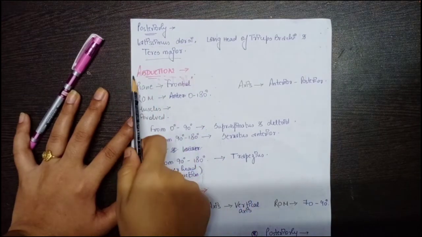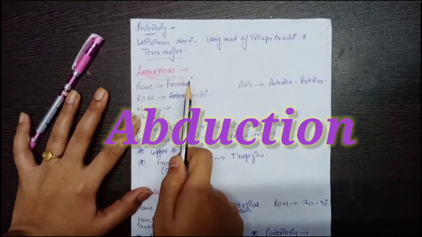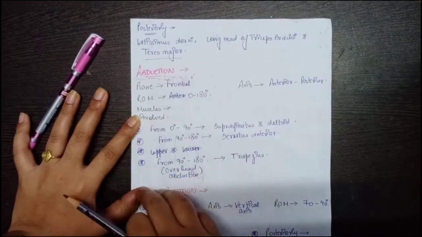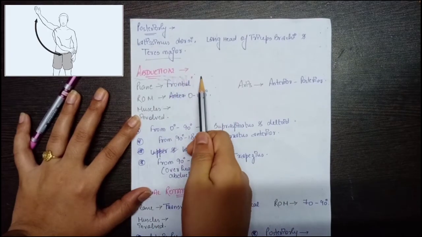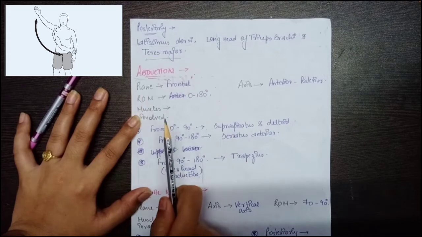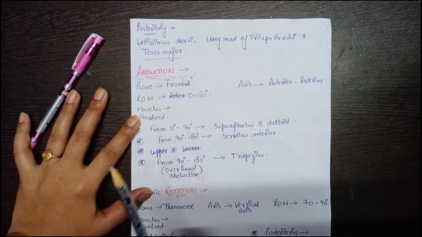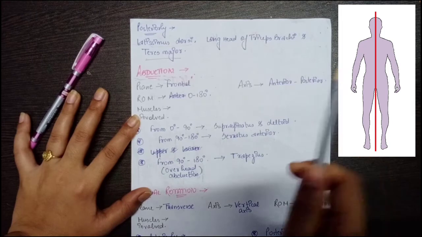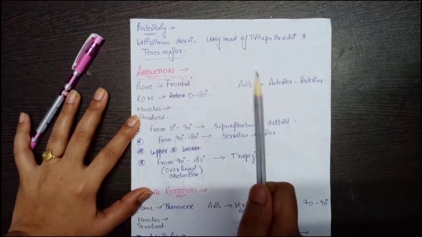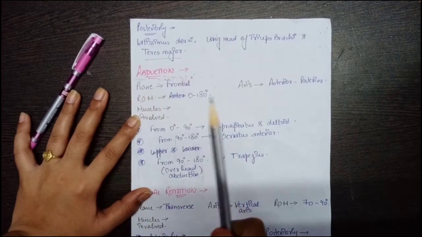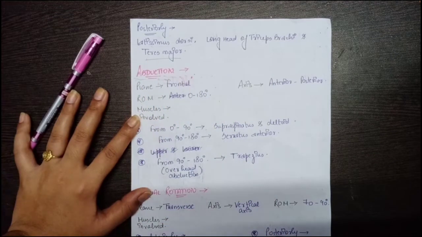Next, talking about abduction. Abduction is the movement of arms or shoulder away from the midline. So abduction is a movement at the shoulder joint in which the arms move away from the center line or midline. As you can see in the diagram, this is the midline. So away from the midline would be abduction, and towards the midline would be adduction, that is AD, adduction.